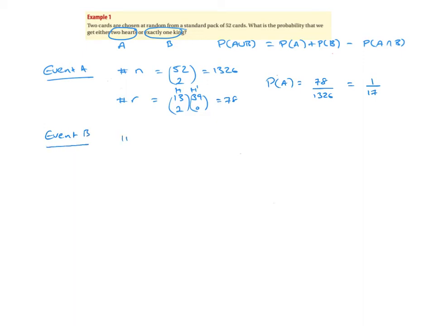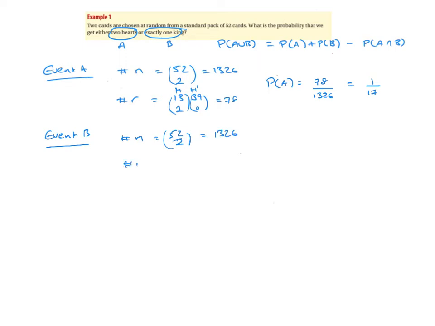Again, guys, #n is going to be exactly the same. It's going to be 52 choose 2, because the total number of outcomes is still 2 cards from the 52 we want to choose. And that's now equal again to 1326, so that's the same.